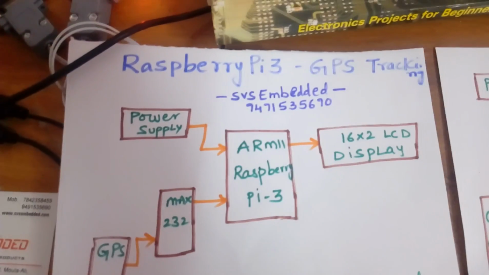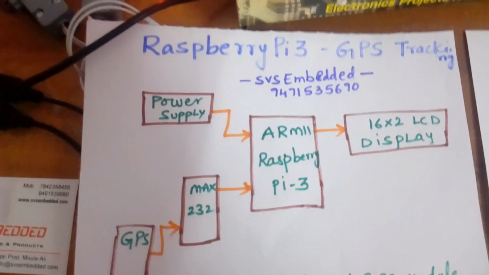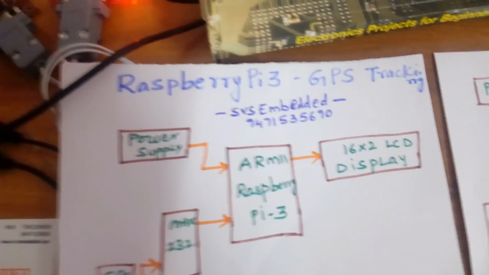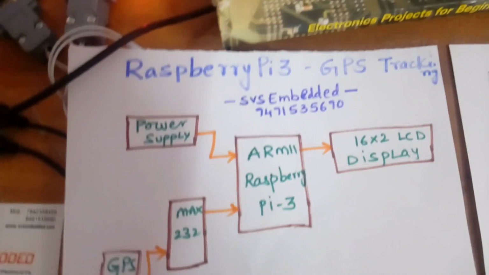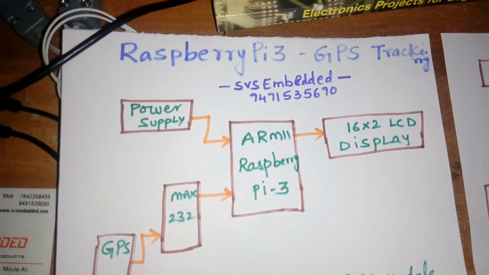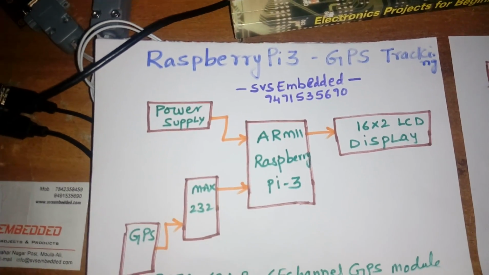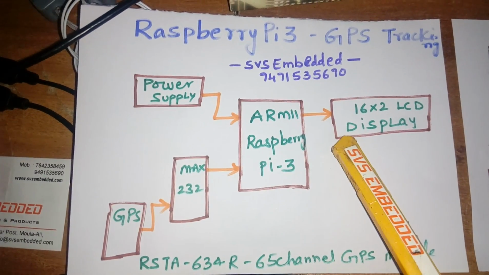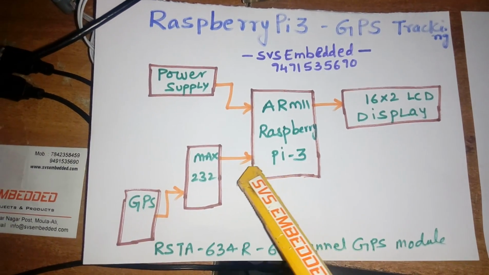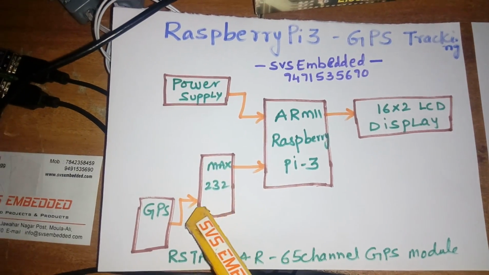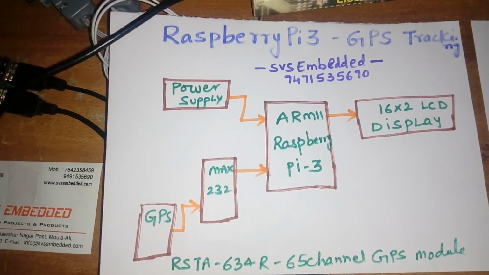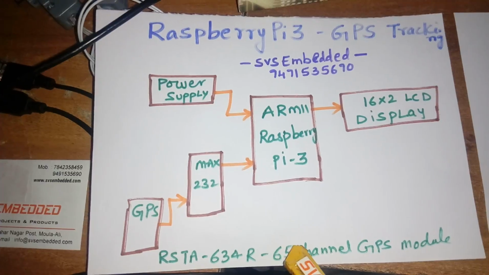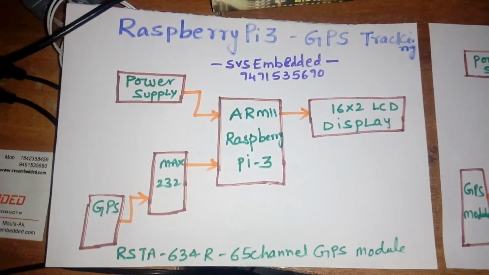The project title is Raspberry Pi 3 GPS Tracking System. Here I am using a Raspberry Pi 3, one power supply section, a 16x2 LCD display, one Max 232, and one GPS module. I am using the Rasta 634R 65 channel GPS module.